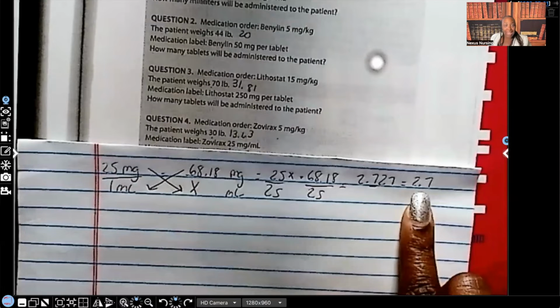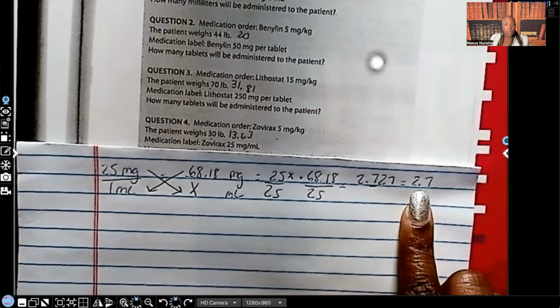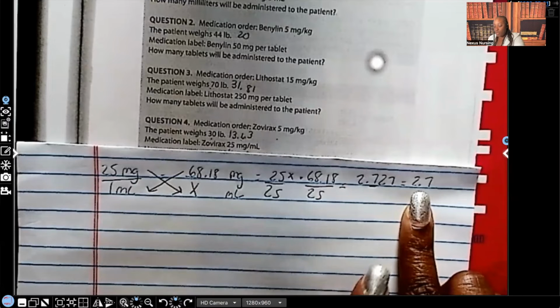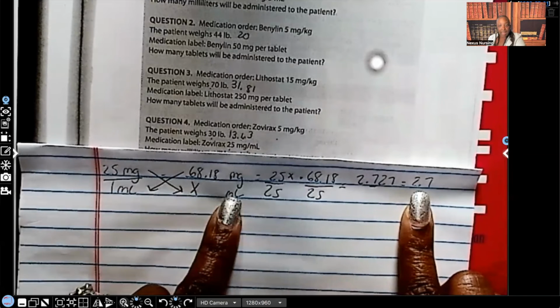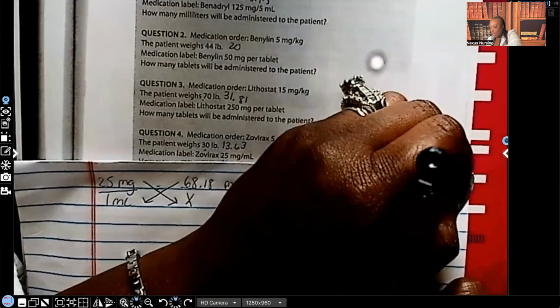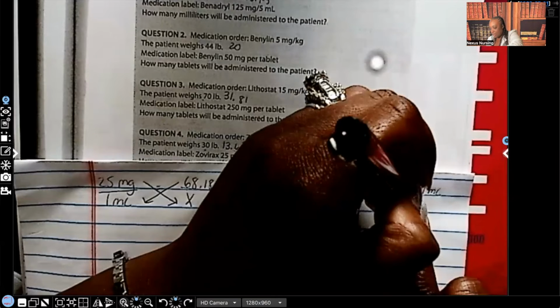But are we done with the answer of 2.7? No. You need to tack on your unit. And if you forgot what your unit was supposed to be, go back to X. X mLs, 2.7 milliliters. That's our answer.